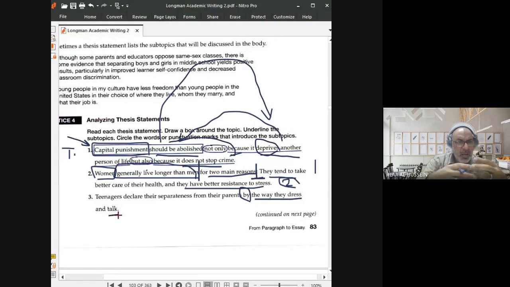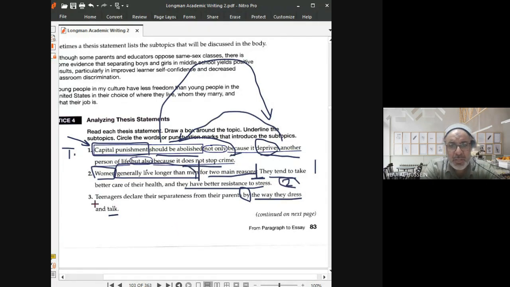Here we shorten it, instead of saying "and the way they talk." We can join the two verbs without repeating the subject, because they belong to the same subject, so there's no need to repeat it. By the way they dress and the way they talk. This is what this sub-idea means.